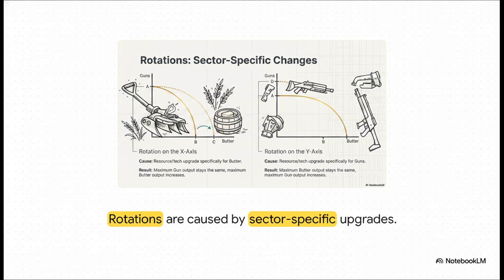Look at the left side, a rotation on the x-axis. Imagine a revolutionary new agricultural tractor is invented. Our maximum gun output at point A stays exactly the same, but the maximum butter output swings wide open from point B to point C. On the right, it's reversed. A rotation on the y-axis means a tech upgrade specifically for guns. The maximum butter output is entirely unchanged, but maximum gun output rockets upward.